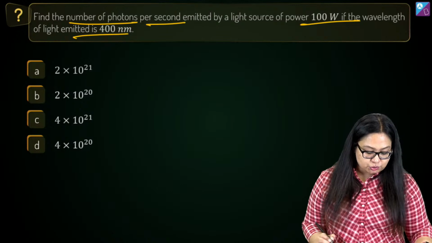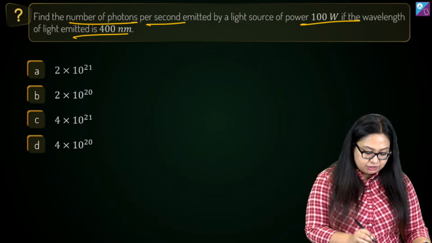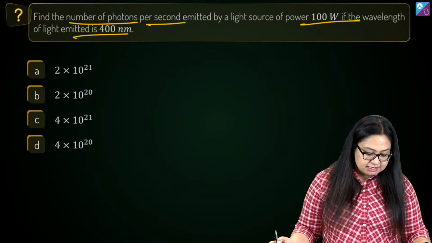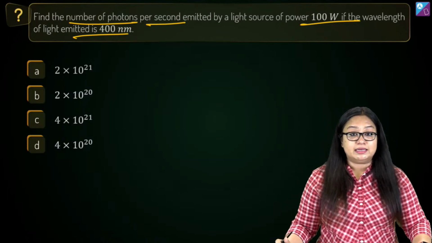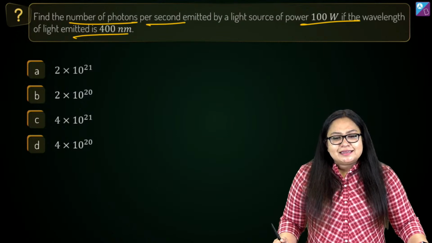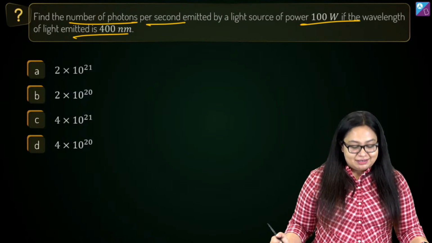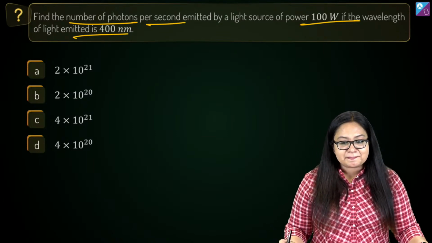Option A is 2 into 10 raised by 21, option B 2 into 10 raised by 20, option C 4 into 10 raised by 21, option D 4 into 10 raised by 20. Okay, Ifat has already solved it. B is the answer for you, huh?